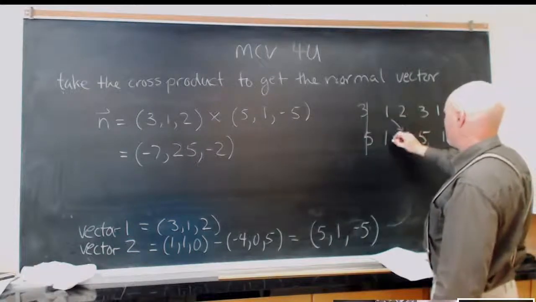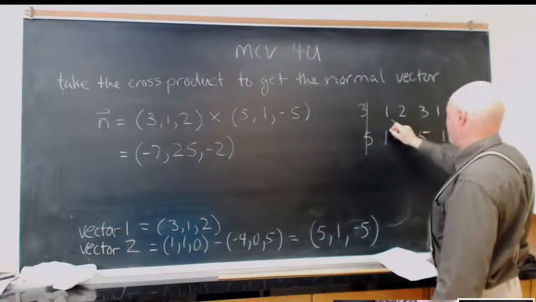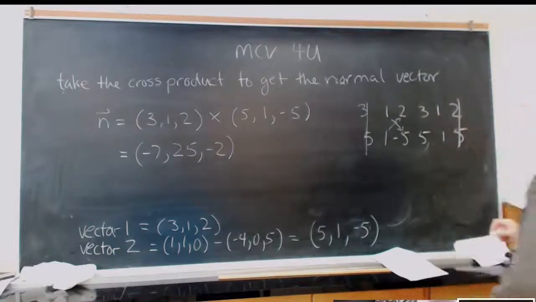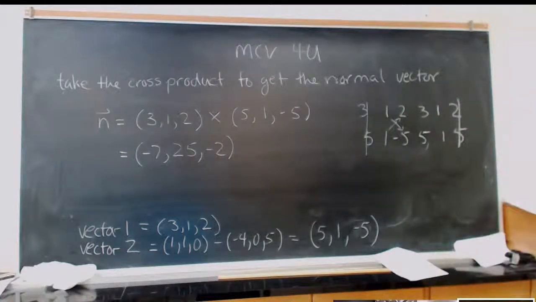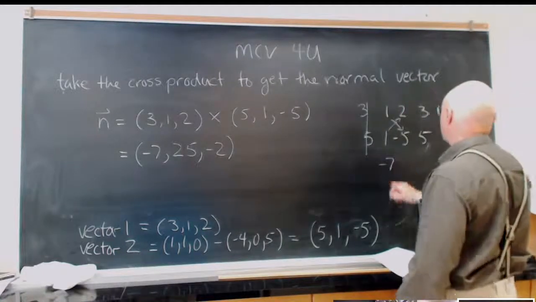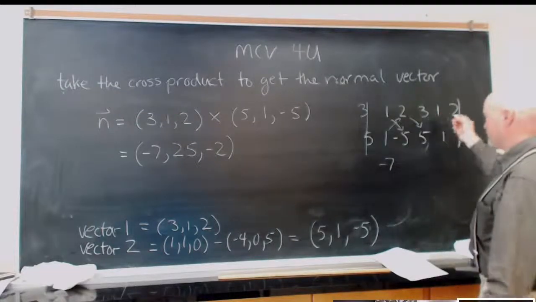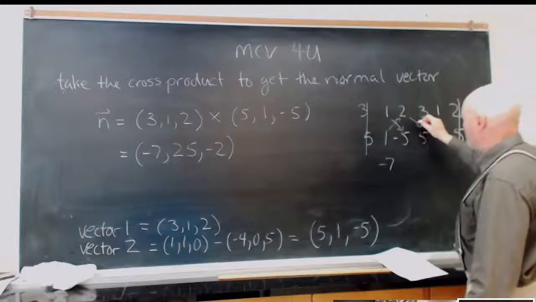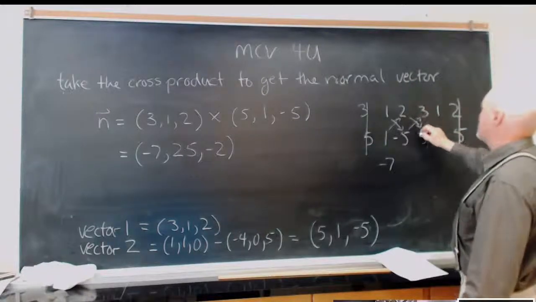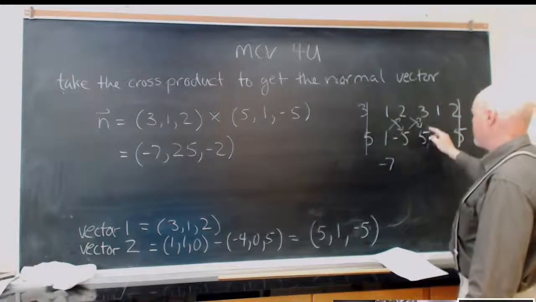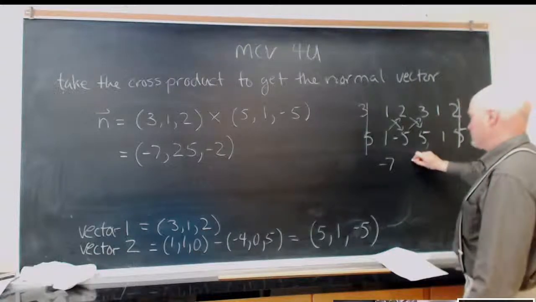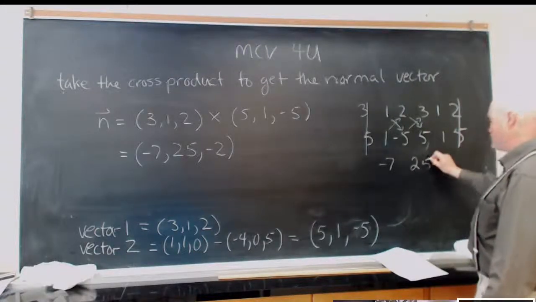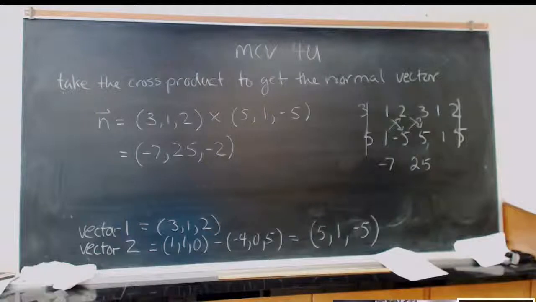So 1 times 5, 1 times -5 minus 2 is -7. 2 times 5 is 10. Minus 15. Or -15. -15. But it's 25. Never mind. Hey, I can't do math apparently.